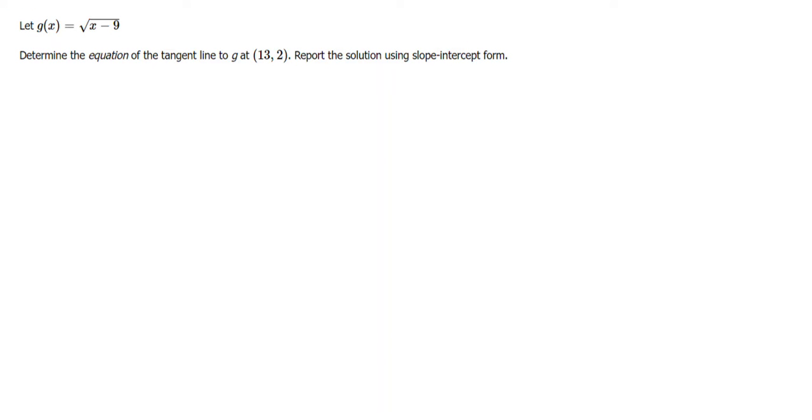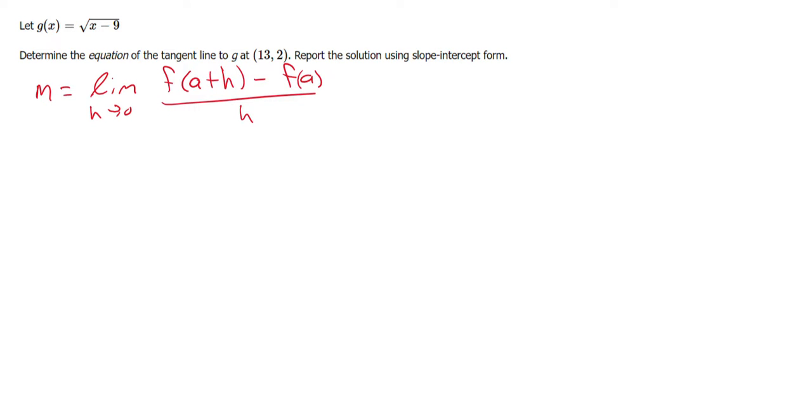All right, we're going to determine the equation of the tangent line to this function g at 13, 2, and then we're going to report it using slope-intercept form. And we're going to find this using limits. So we're going to start off with our equation for slope. Slope is equal to the limit as h approaches 0 of f of a plus h minus f of a all over h.